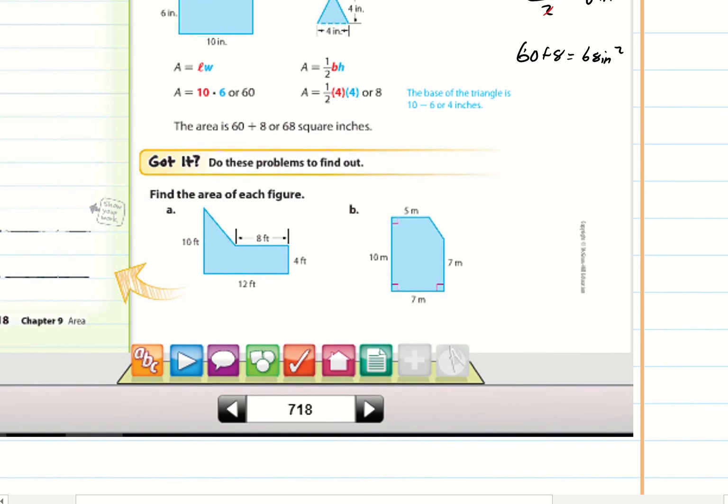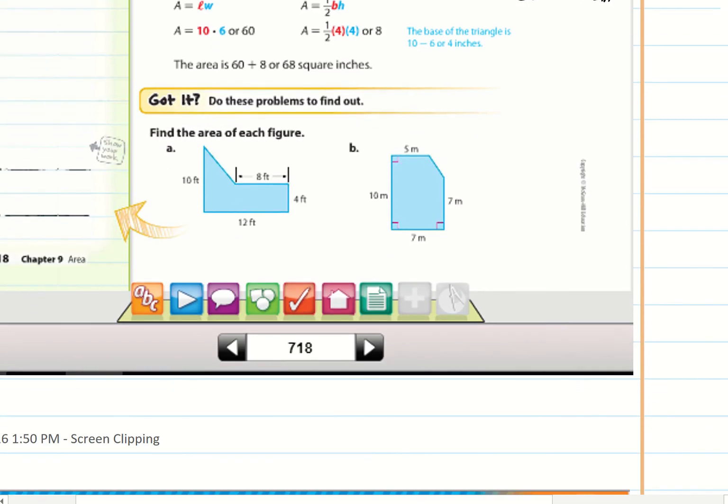So I'm going to do A with you guys. I'm going to find out how I can make two shapes using this irregular figure. I know if I split it here, I have two shapes. I have a rectangle, and I'll shade that in purple. Here's my rectangle. And then I also have a trapezoid here.